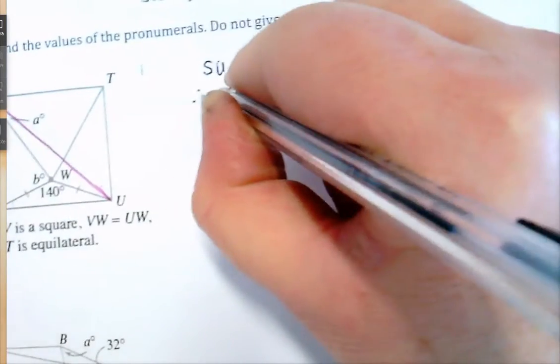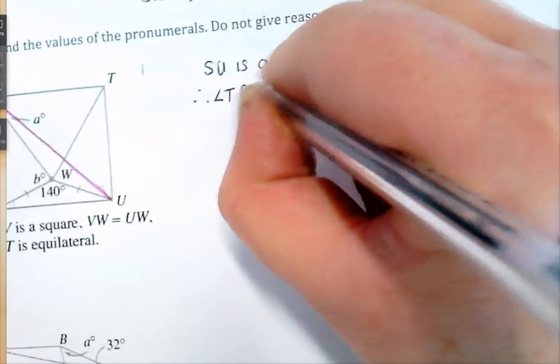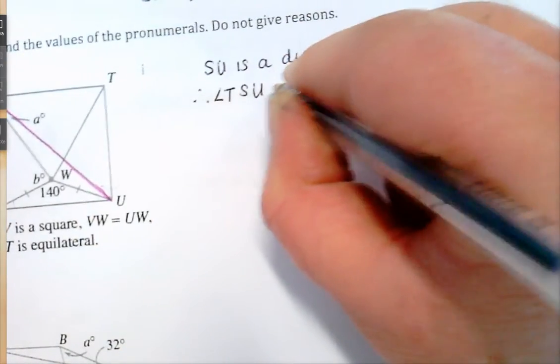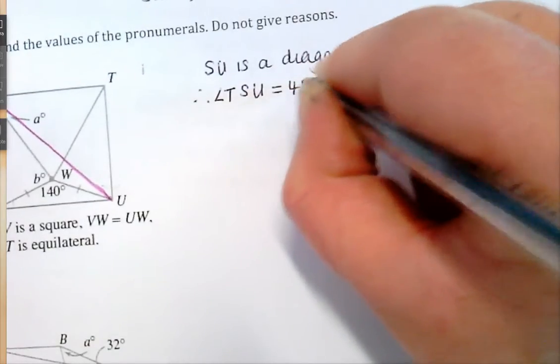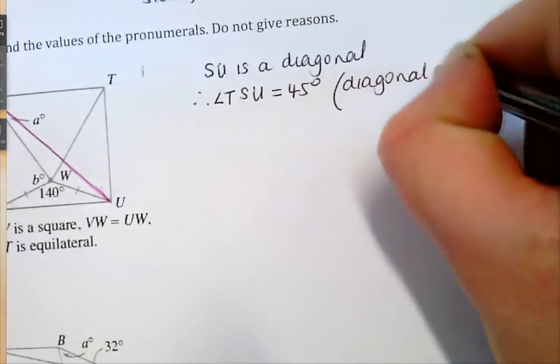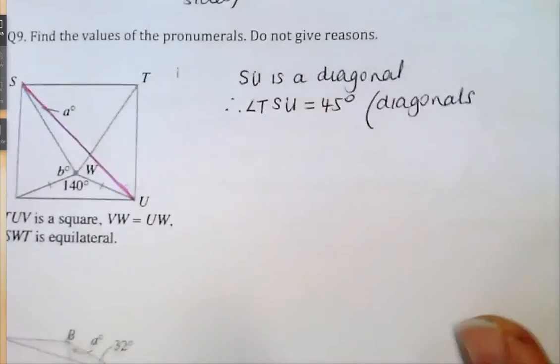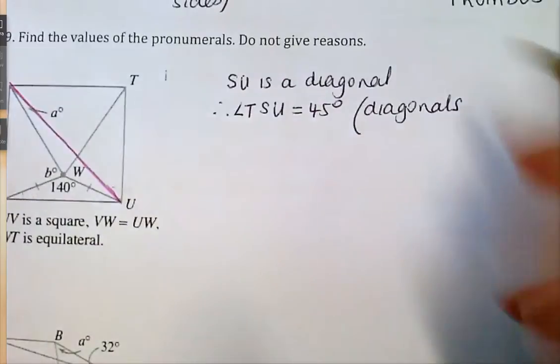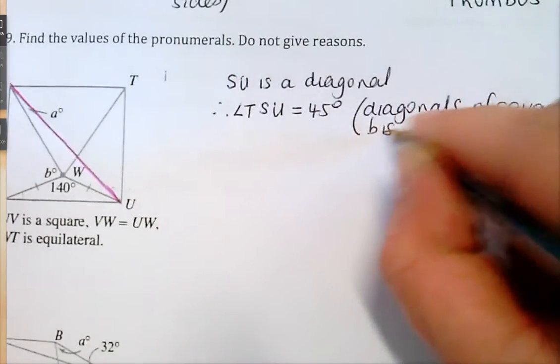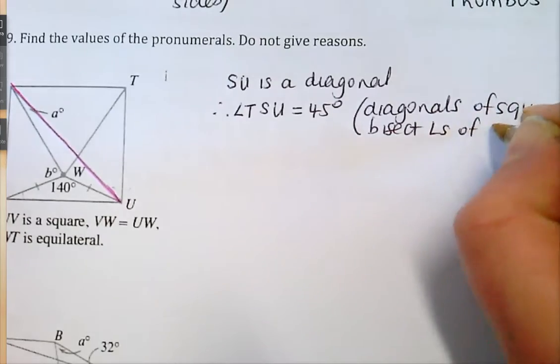So therefore, angle TSU is equal to 45 degrees. That's because the diagonals of a square bisect the angles of the square.